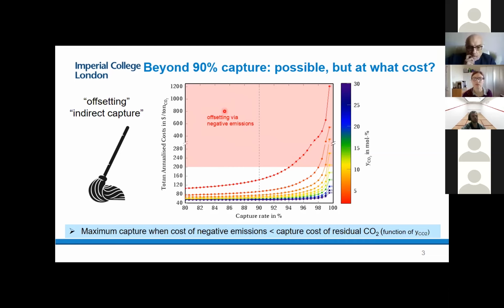Now, what I'm saying is that you can offset with negative emissions. And the word offsetting, I understand, has a different meaning as well. Some people refer to it as indirect capture. I like the term mopping up residual emissions the most because that's what we're trying to do. So what I quantified is, depending on what flue gas composition you got, you go up to a maximum capture rate, and as soon as you hit the limit where your negative emission technologies are cheaper than increasing the capture rate at your flue gas source, then you should not capture this additional ton, but rather use negative emissions.